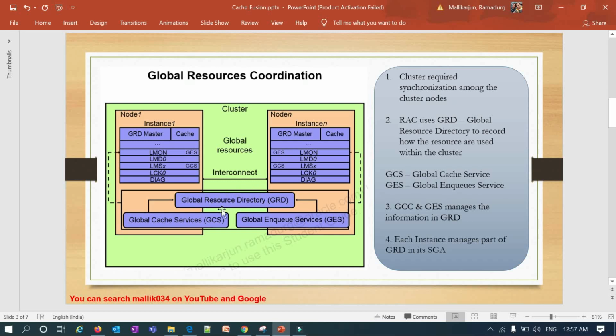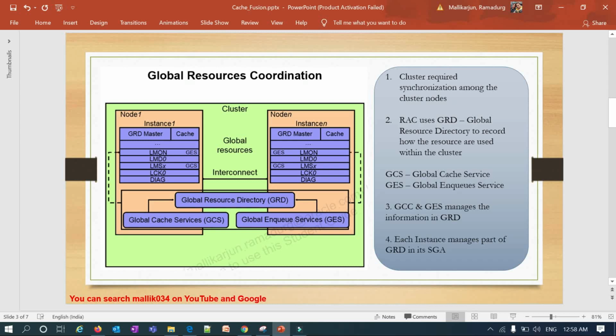And then to help manage this GRD table, we have two important background processes. One is GCS and one is GES. GCS is the global cache service and GES is the global enqueue service. GCS and GES manage the information in the GRD, right? So the GRD is a table which holds information about the cluster resources, which resource belongs to which node, and which node has the latest data of a particular block. Everything you can get from this GRD table. So to manage that GRD table, GES and GCS play a very important role, because those are the two background processes which help manage your GRD table.